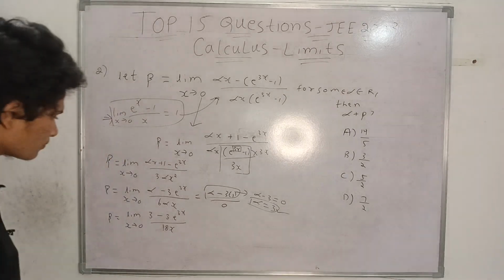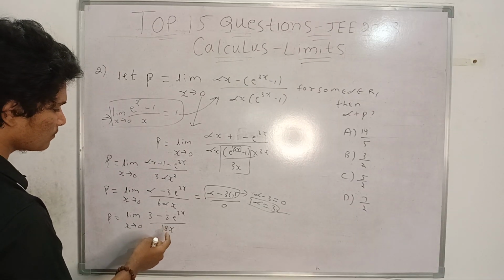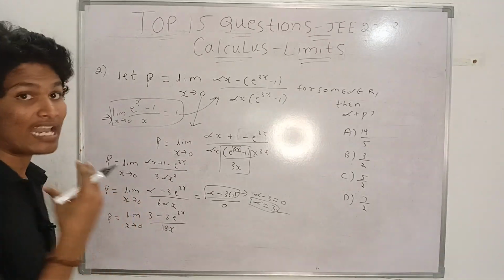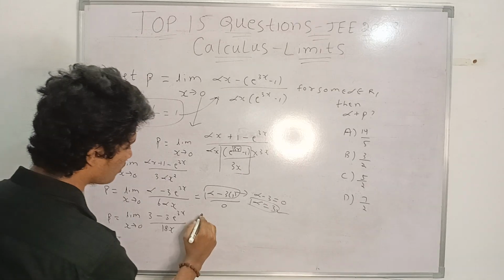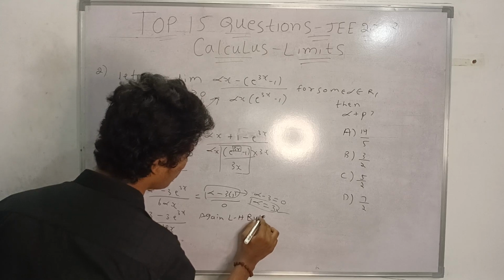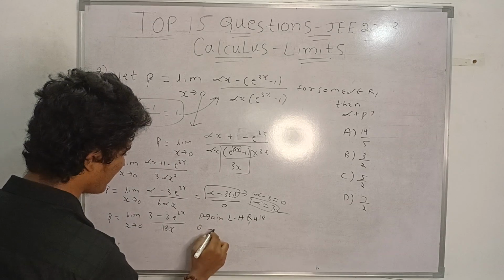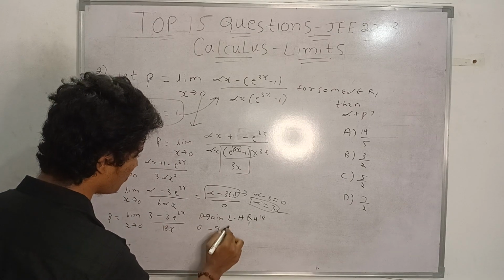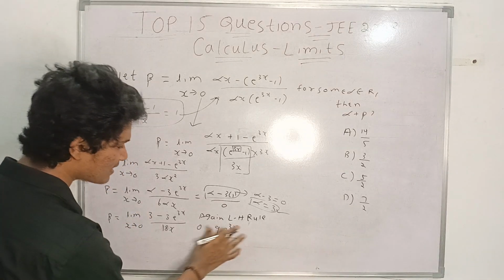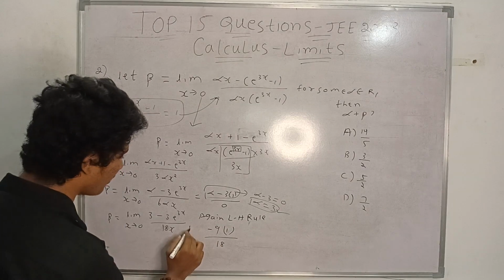And now again we can apply, it is again 0 by 0 form, so what we will use is the L'Hopital rule. Again applying L'Hopital rule, what will you get? The differentiation of 3 is 0, that is 0 minus 3 is 9 into e power 3x divided by 18. When I substitute 0 here, this e power 3x will become 1, and it is equated to beta.